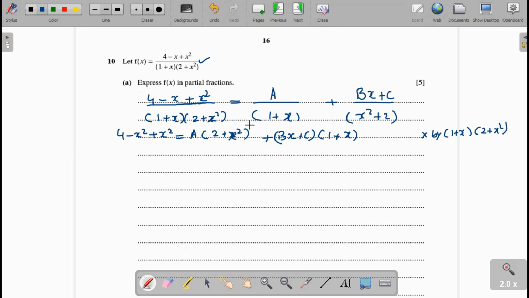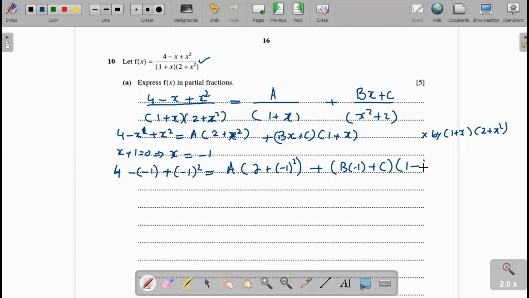Now we see here, to find the factor a, we suppose that x plus 1 equals 0, that is x equal to minus 1. Now for x equal to minus 1, we see here 4 minus, that is x, sorry, 4 minus 1 plus minus 1 whole square equal to a into 2 plus minus 1 whole square plus b into minus 1 plus c, and minus 1 plus 1. Now you see here that is equal to 4 plus 1, and that is equal to a into 2 plus 1 is 3, and this other value becomes 0, and therefore a will be equal to 6 over 3, and that is a equal to 2.